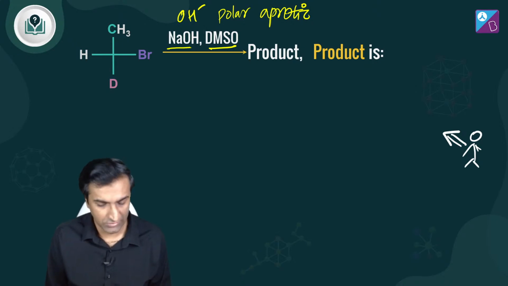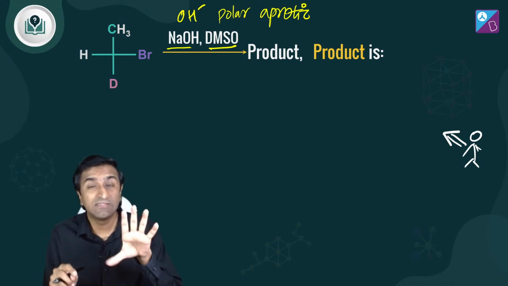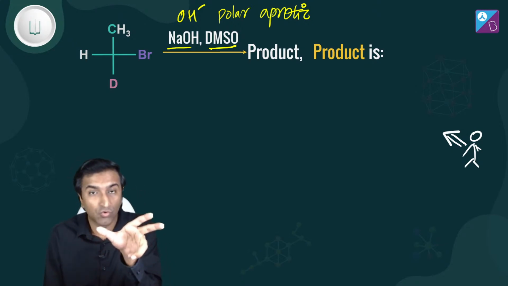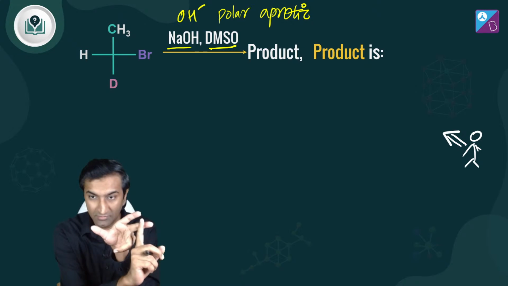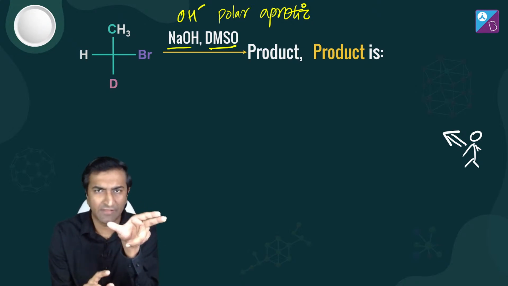Let me walk you through this question. What does this projection mean? इस प्रोजेक्शन का मतलब है कि CH3 और D पीछे की तरफ है और Br और H is towards you. Br is here, H is here. Are you able to understand this? समझ में आ रहा है? मतलब ये visualize कर पा रहे हो?